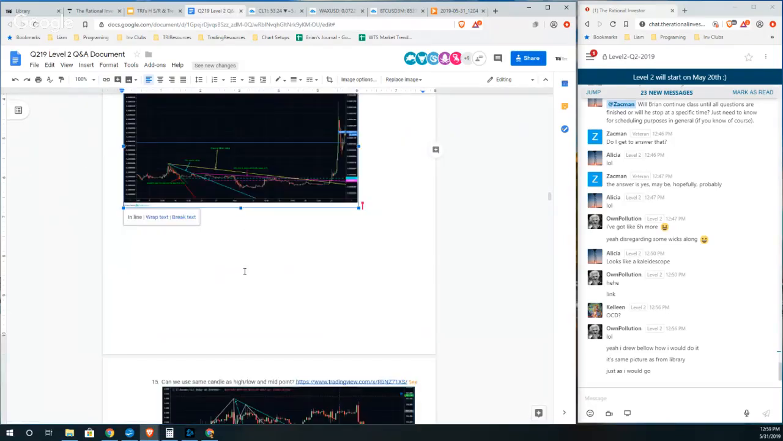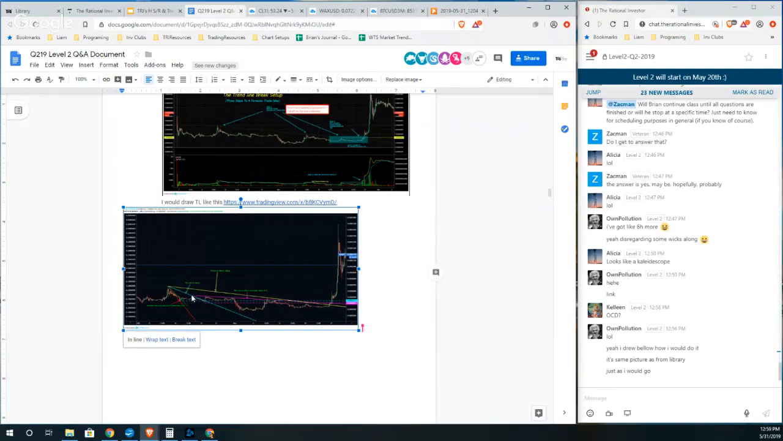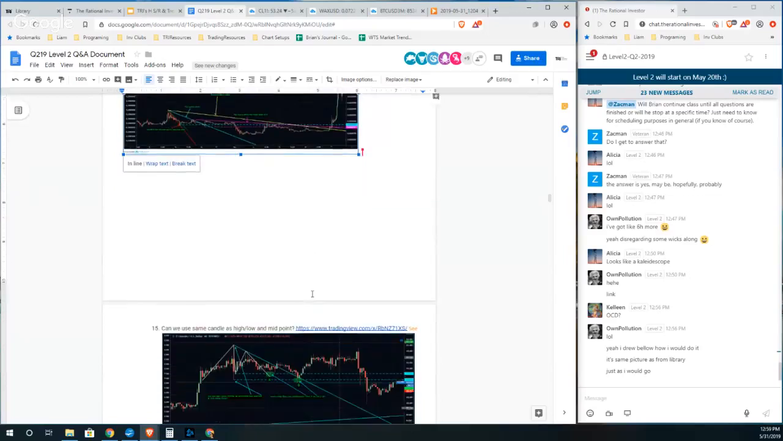So maybe let's be a little bit less specific about, is this the exact point? What I want you to see is 1, 2, 3, break the trend line and structure on the other side of the trend line. That's the big message.